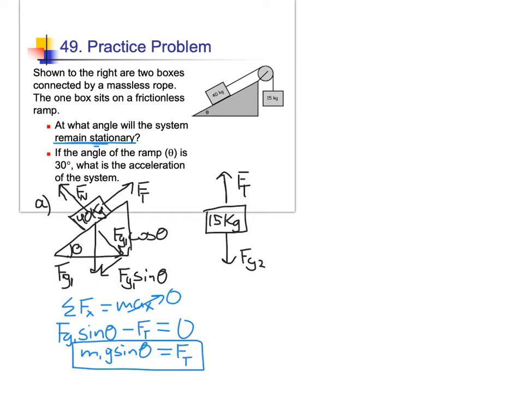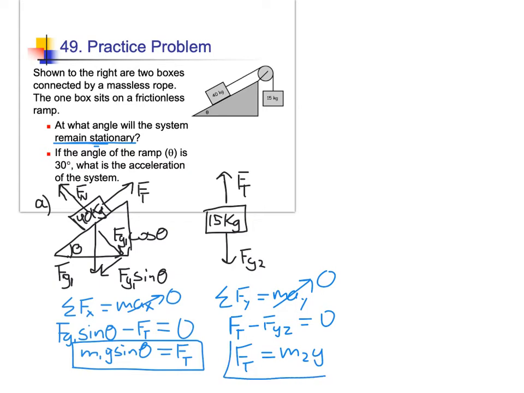I'm going to go ahead and set up my other equation. For that one, we're worried about y forces because that's all vertical stuff. So sum of the forces in the y equals may. This one is also at rest. It's connected, so I can say my acceleration is 0 here too. And so it's going to be Ft minus Fg2 now equals 0. And so rearranging and simplifying this, I can say that Ft will be equal to m2g.